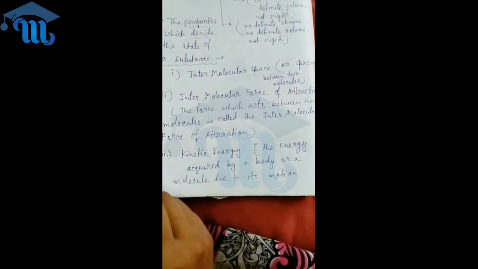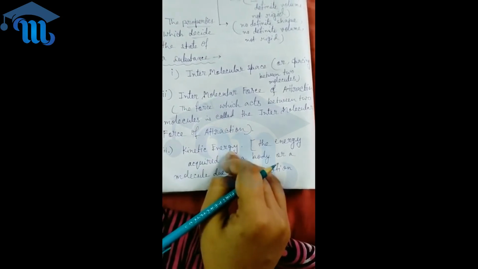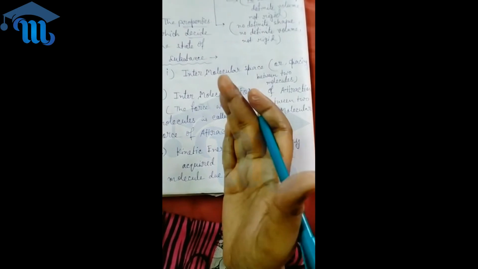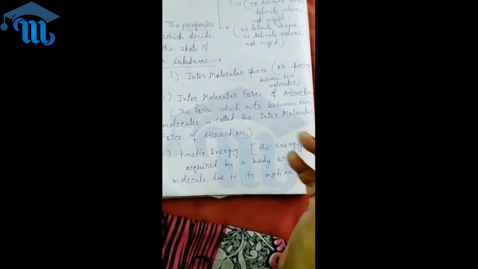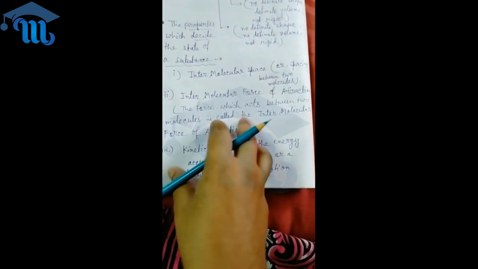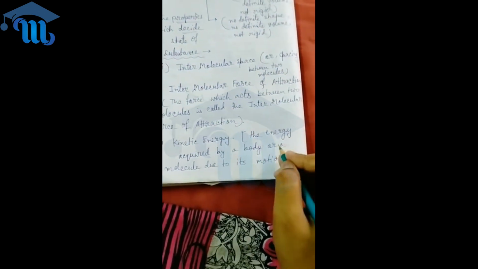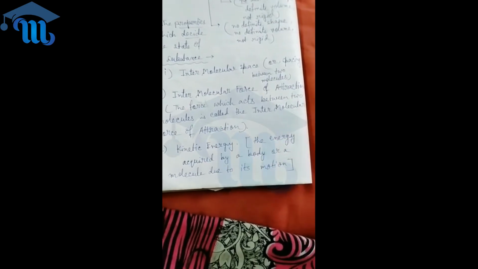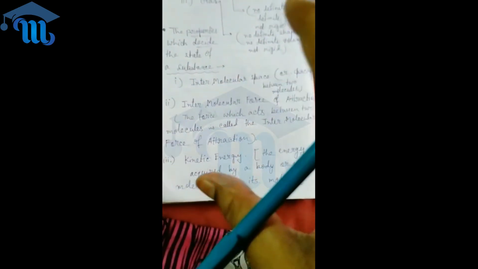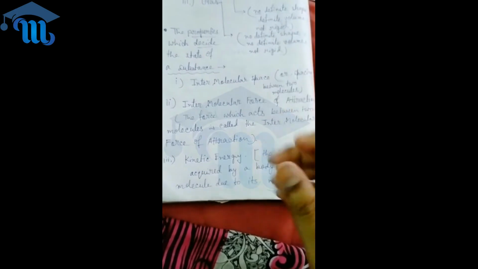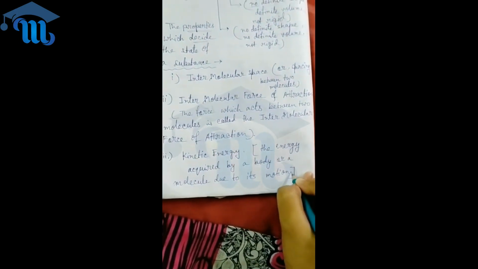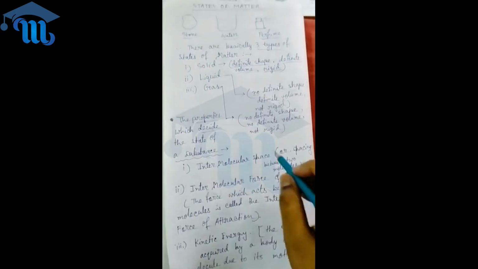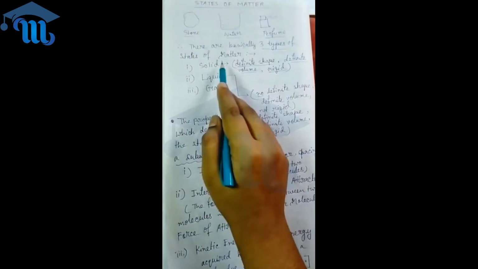We can also discuss potential energy. Kinetic energy is acquired by the body when it is in motion, and obviously the opposite is potential energy. What is potential energy? When the body is in rest position, it acquires some energy which is called the potential energy. So the potential energy acquired by a body is due to its rest position or static motion.